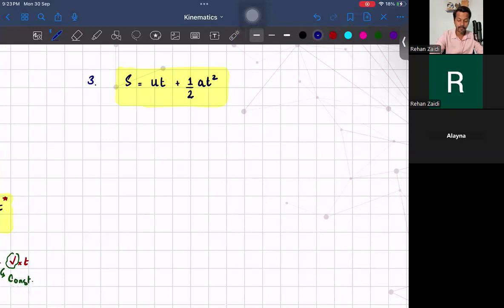We'll start with the basic formula of the second equation of motion, s = (v + u)/2 × t, right? And the first equation of motion was v = u + at, right? I'm going to substitute the value of v in the second equation from the first equation, right?